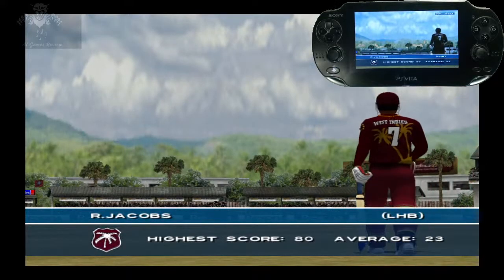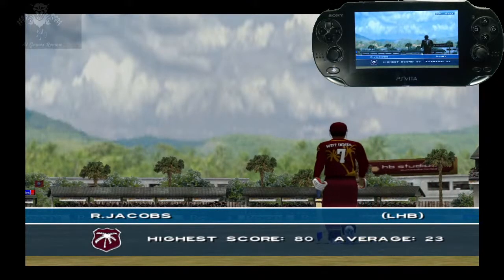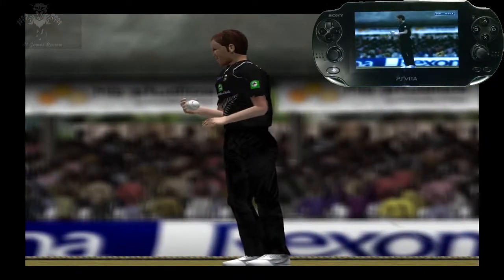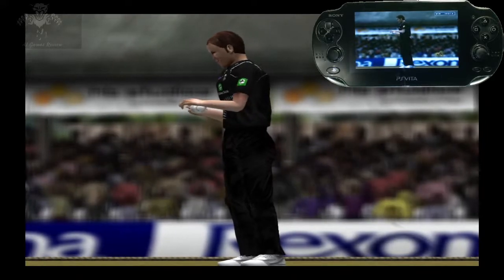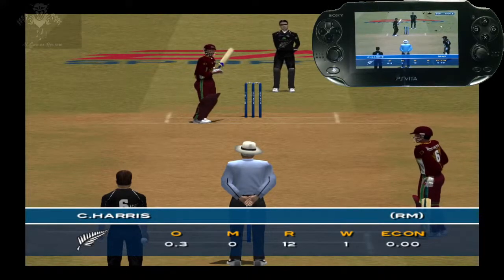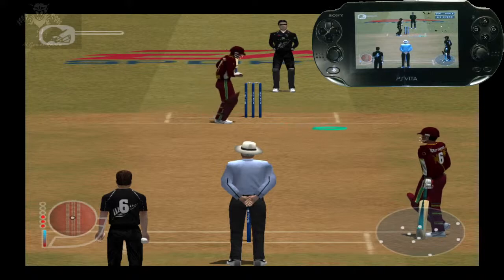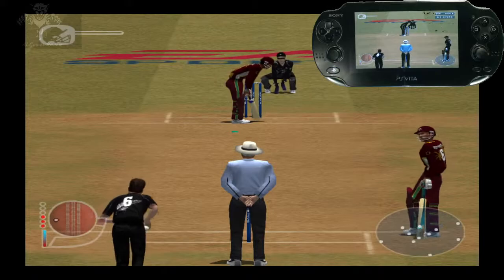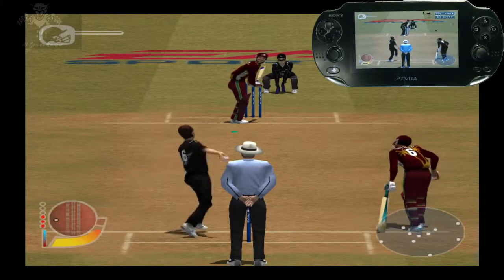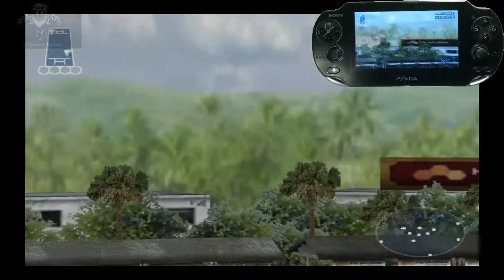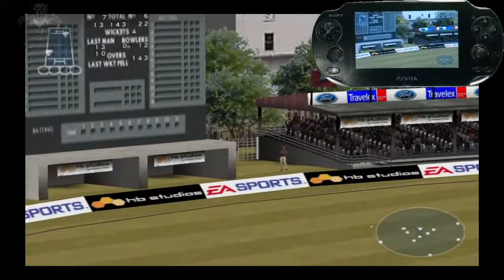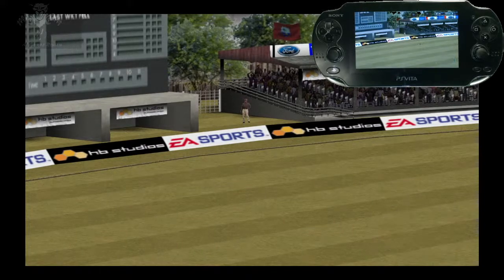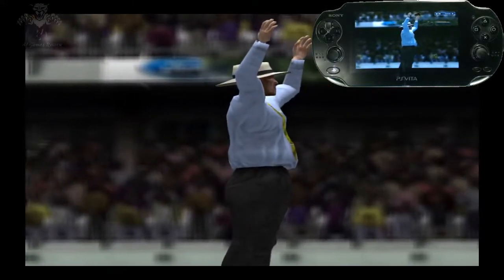Jacobs is the next man in. Harris, the ball to Jacobs. That's out of the ground. That's the first run of the day for Jacobs. The bowler doesn't look too happy about it. Might be a little bit more in the next one.